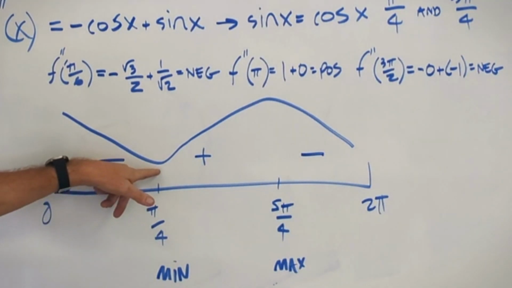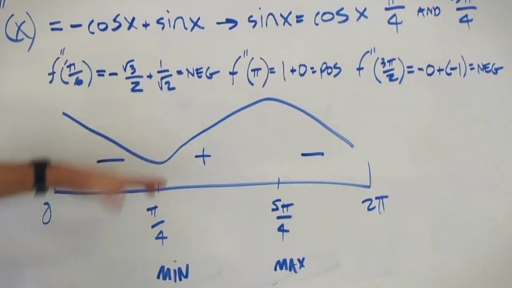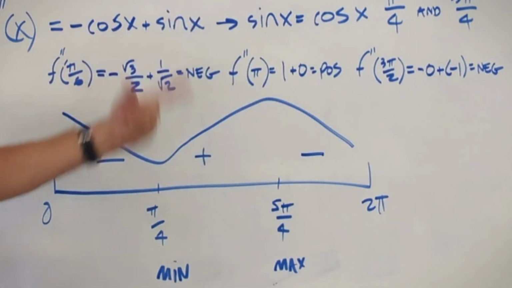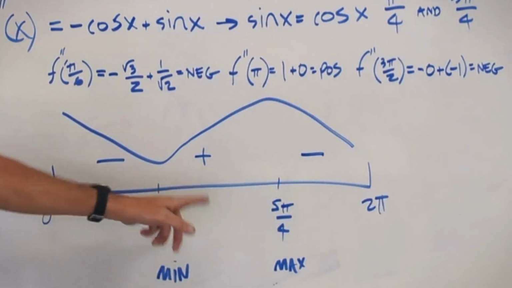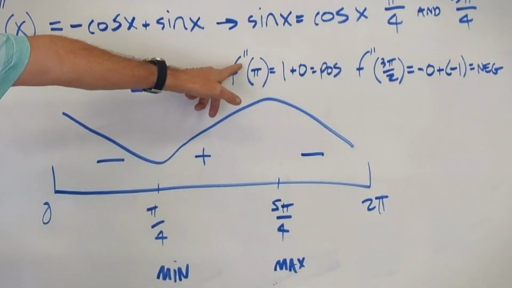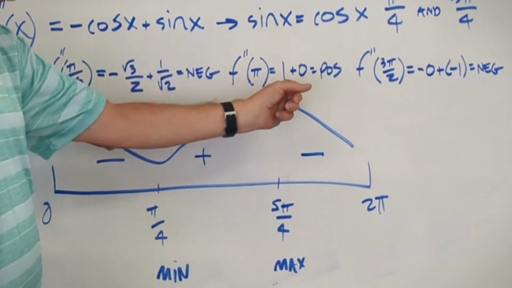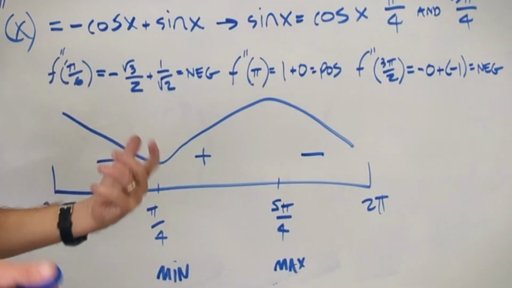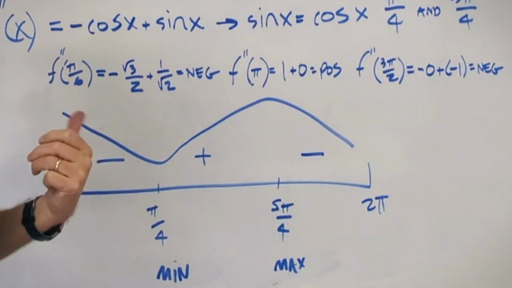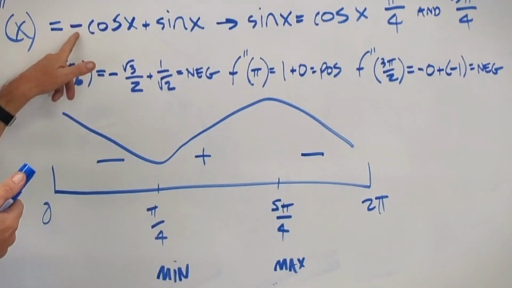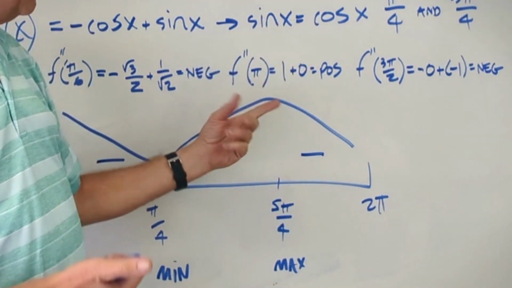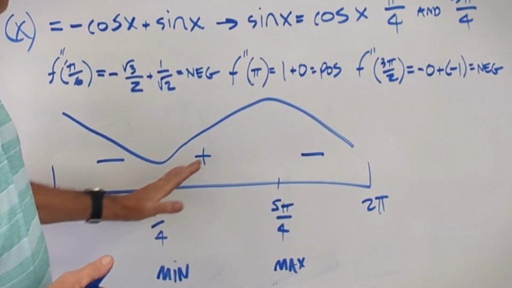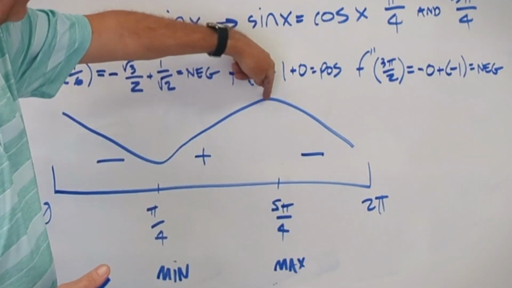That's where it switches concavity from concave down to concave up, as shown by testing this one with pi, because that's right in between these two numbers. So the second derivative at pi is just going to be 1. That's cosine. At pi, cosine is -1, but I have a negative out there. So that becomes 1 plus 0, which is sine at pi. So that's positive. So now we're coming up. That means we have a maximum there.